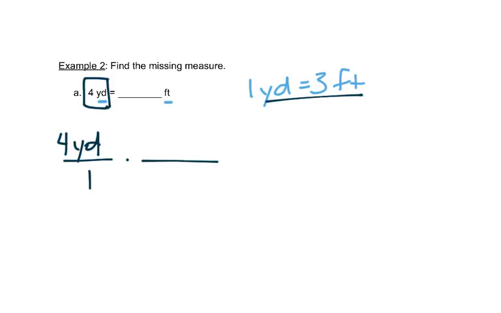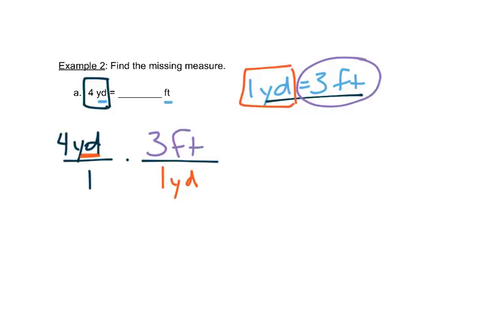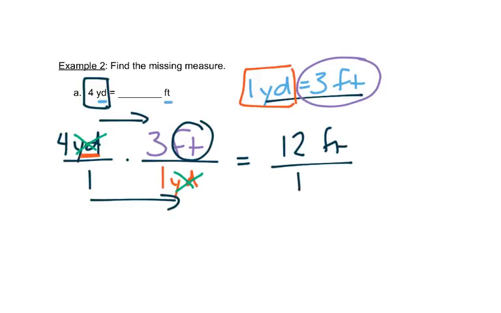Now we're going to write a unit fraction. Now if this yards is on top, we want the yards from our other equation to be on the bottom. So we'll write that 1 yard down here, and the other side of this equal sign will go on top for our unit fraction. When we do that, that helps because the yards that are on the top here and the yards that are on the bottom cancel out. As long as we have a unit on the top and a unit on the bottom, they cancel. And then we can just multiply fractions straight across. 4 times 3 is 12. We still have feet. And 1 times 1 is 1. And then 12 over 1 is 12 feet.